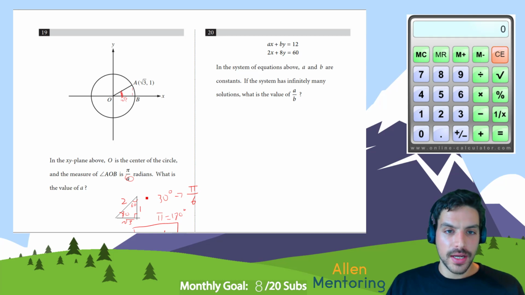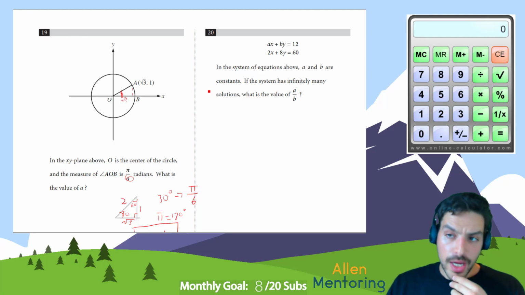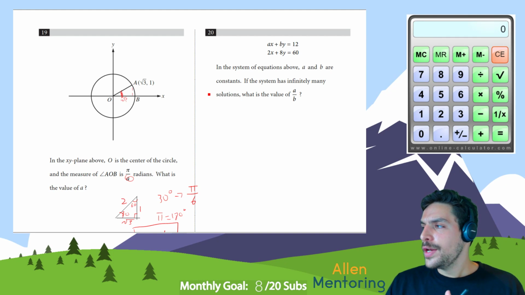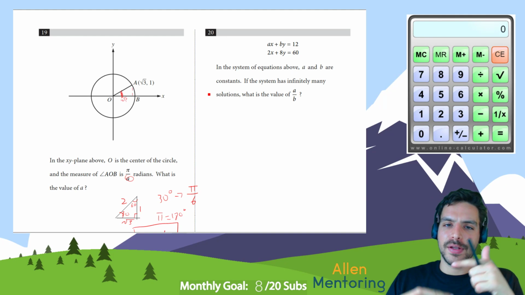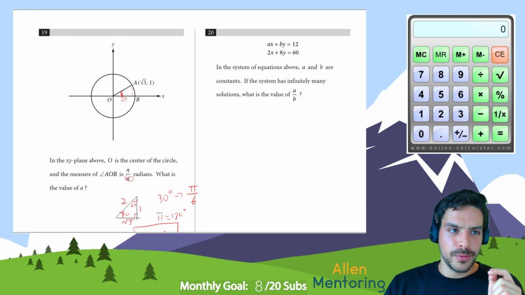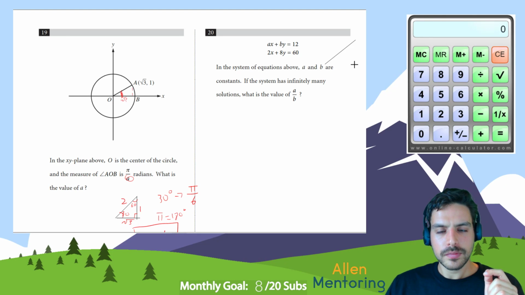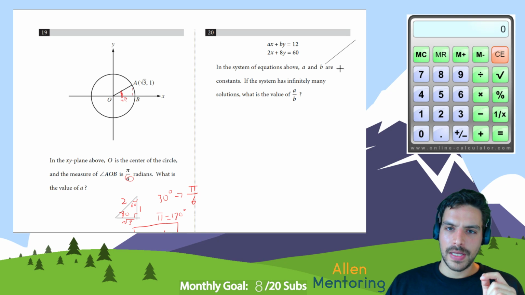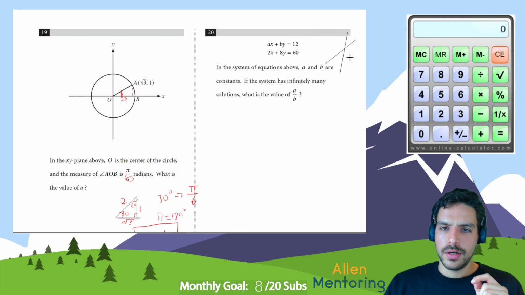Last non-calculator question of the day. Let's do it, guys. In the system of equations above, a and b are constants. If the system has infinitely many solutions, what is the value a over b? All right. So how do you know if two equations have infinitely many solutions? If they're linear equations, what you have to realize is you have a line. So let's say one of these is a line that looks like this. Okay, if I have another line that looks like that, how many solutions are there? Well, in our case, there's only one solution, wherever they cross.